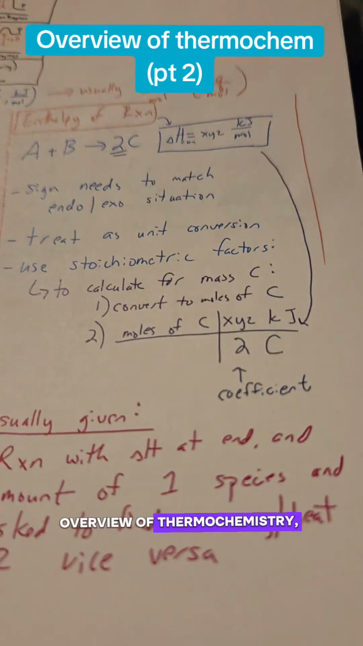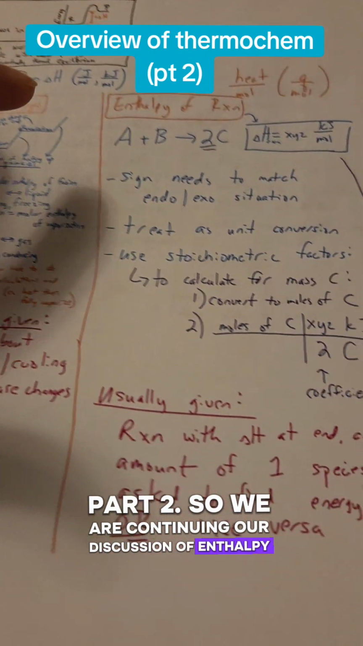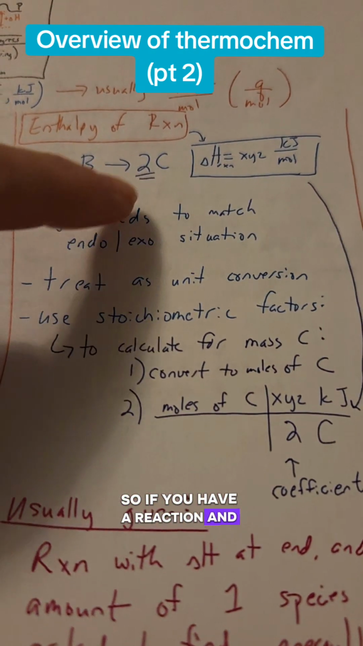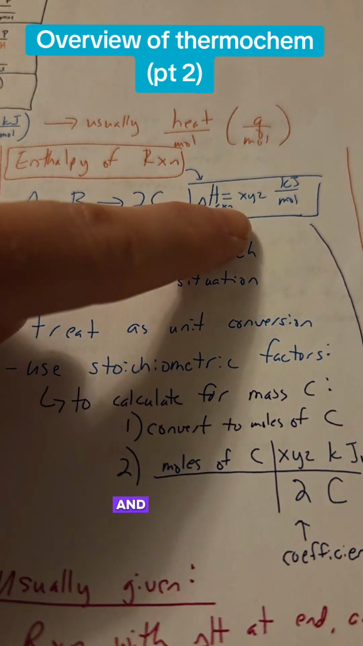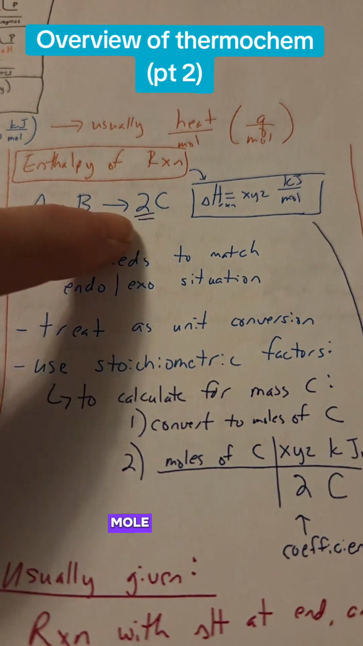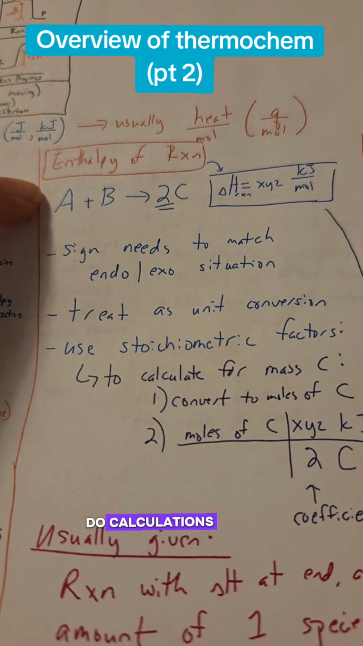Overview of thermochemistry part 2. So we are continuing our discussion of enthalpy and picking up with enthalpy of reaction. If you have a reaction and it's given an enthalpy value at the end, this is going to be some value and the units of that are going to be kilojoules per mole. I like to think of this as kilojoules per mole of reaction because then that helps me think about how to do calculations with it.